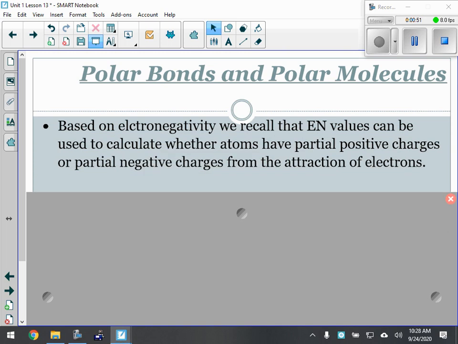We remember electronegativity and recall that EN values can be used to calculate whether atoms have a partial positive charge or a partial negative charge from the attraction of electrons. We'll just stop there and let you copy.